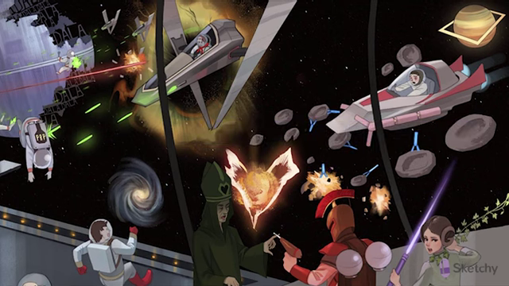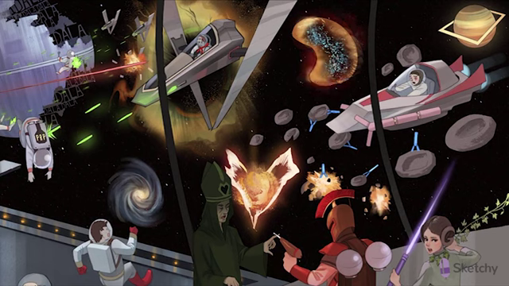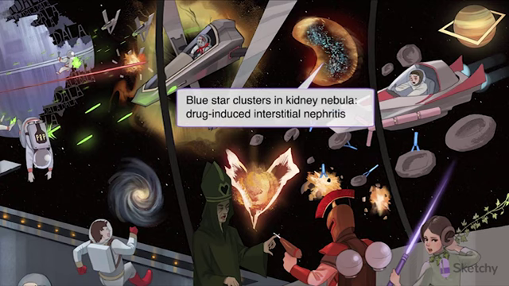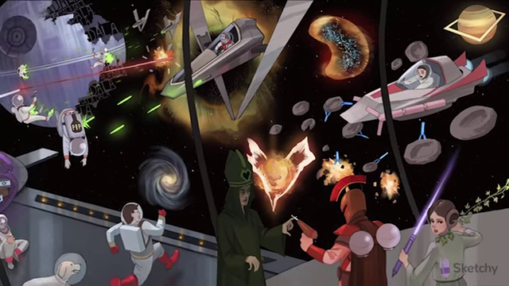If we look into the distance, we can see one more important adverse effect. It's a kidney-shaped nebula, here to represent interstitial nephritis. This is caused by mononuclear cells entering the interstitium of the kidney, and on histology, these little blue cells kind of look like these blue star clusters throughout the interstitium of this kidney nebula. Beautiful, isn't it? Well, there you have it.